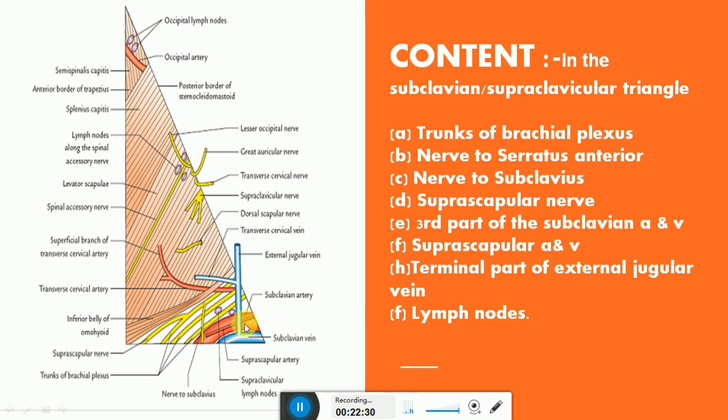Two arteries are present, subclavian artery and suprascapular artery. ठीक है? There are two veins, subclavian vein and terminal part of external jugular vein, and along with that lymph nodes. So this was about the contents of the supraclavicular triangle.